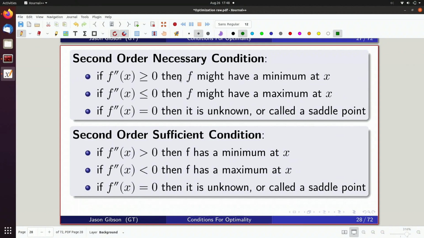Then we have the third thing, which is if f double prime is equal to 0, we have this problem because we don't really know if the function is increasing or decreasing, and that'll essentially depend on the third derivative, which could be 0, which could be dependent on the fourth derivative, and this kind of goes on and on, so we just define this as a thing called a saddle point. So we don't really know exactly what's going to happen at a saddle point.